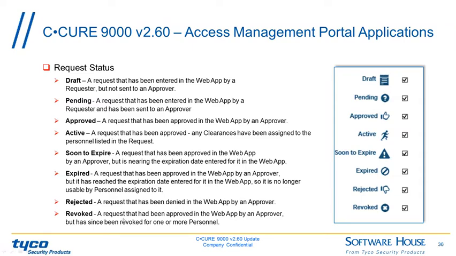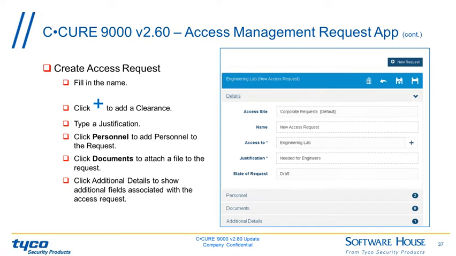So the approver, when revoking a request, can pick certain personnel to revoke. Okay, so to create a request, you click New Request, and then you can fill in a name. So your access site is going to be filled in because you've already logged into that access site. You can put in a name for the request. You can hit this plus key and type in a clearance. Now, what will happen is as you begin to type, it's going to give you a list of potential clearances, and then you can pick one of them.